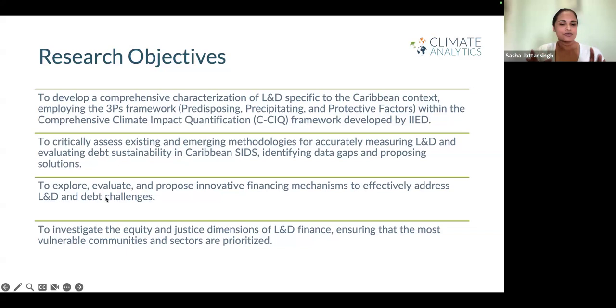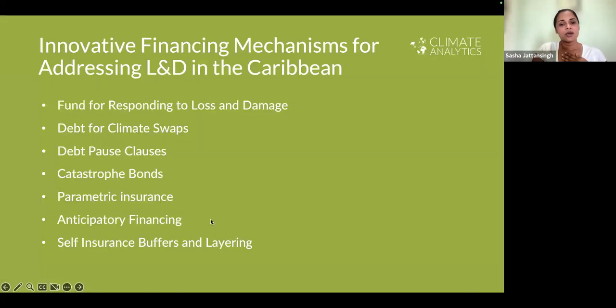So really and truly, a big part of this research is to look at what the equity and justice dimension of loss and damage should entail, to ensure that the most vulnerable communities and sectors are prioritized. And I think that's quite important, to look at loss and damage finance from this justice and equity lens. And this is just a list of innovative financing mechanisms that are used or discussed to address loss and damage in the Caribbean.